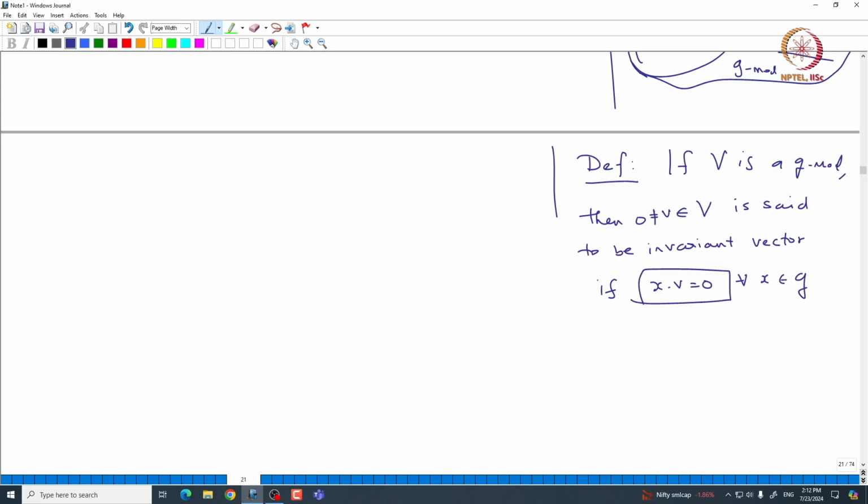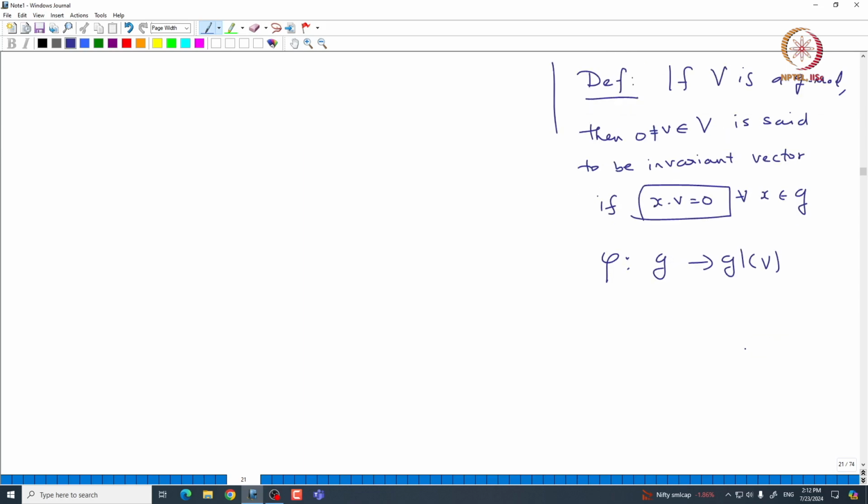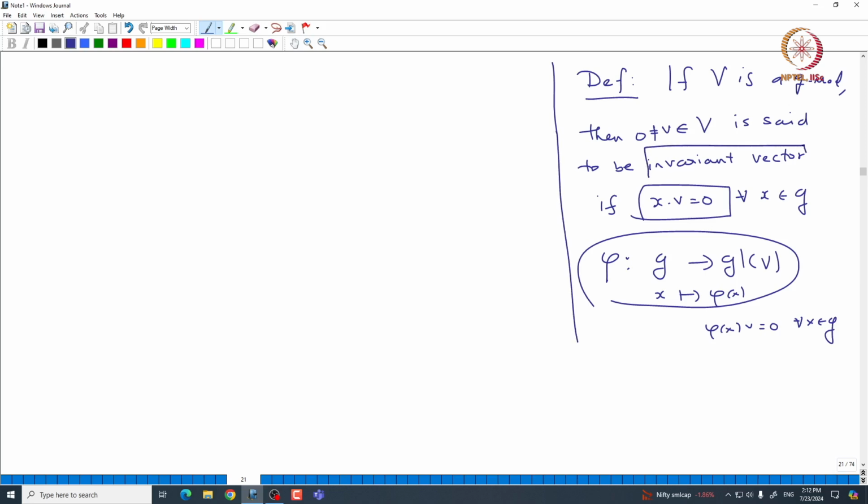There is this natural map that is defined from G to GL of V via the representation. And if you take this vector V, it should be killed by all the images of G. If you take X and look at phi of X applied to V, it should be 0 for all X in G. So, V is in the kernel of phi of X for all X in G. That is what an invariant vector means.